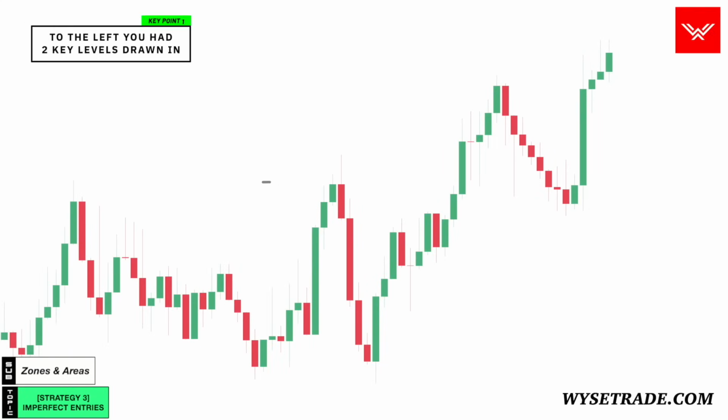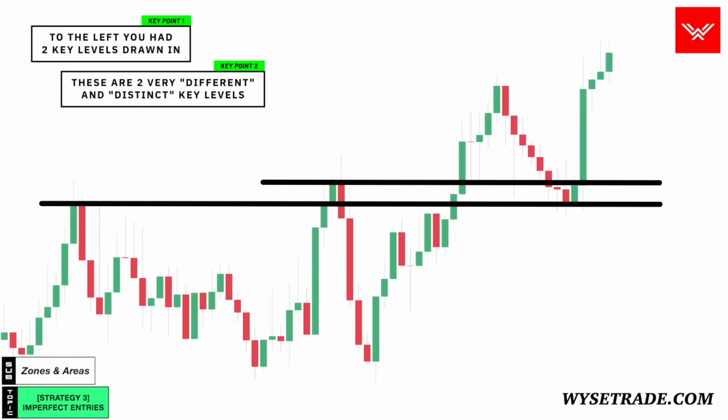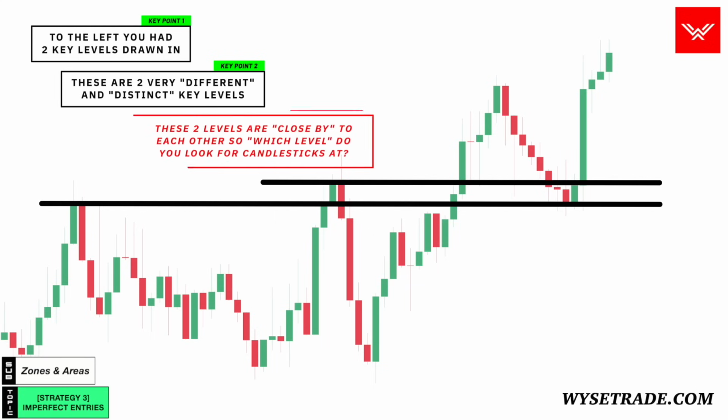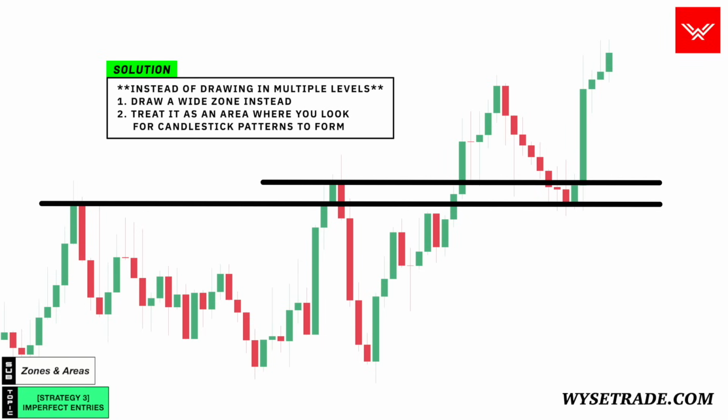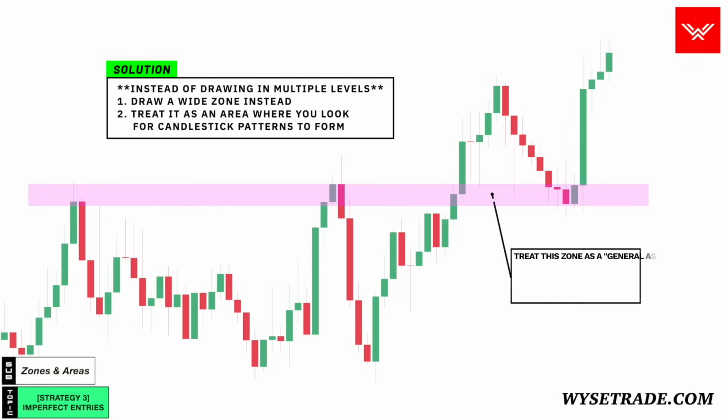To the left, level 1 is here, level 2 is here. These are two very clear and distinct key levels, but they are close by to one another. So again, instead of having two levels drawn in and causing paralysis and confusion, create a wide zone and look for candlestick patterns to form in that wide zone and area, followed by a trend change confirmation.